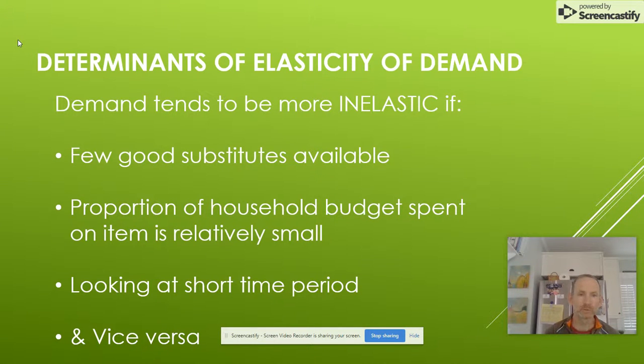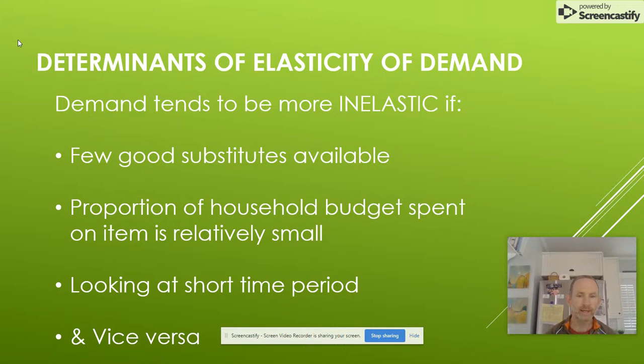So here are some general rules that we can use to figure out what types of products are going to have elastic versus inelastic demand. Demand tends to be more inelastic if there are few good substitutes available. Again, go back to things like gas, heating oil, cigarettes. If you're a smoker and you're addicted to cigarettes, there aren't a lot of good substitutes for that.